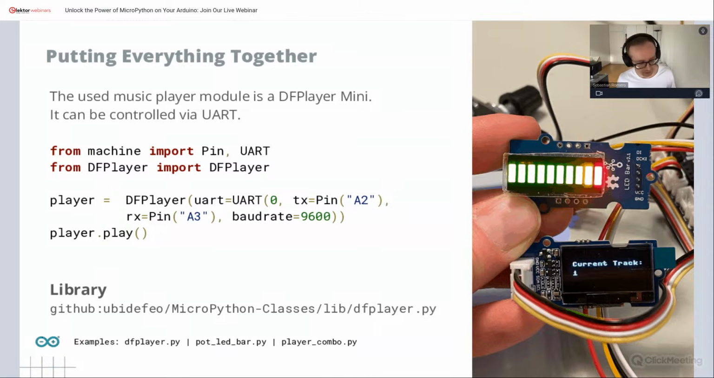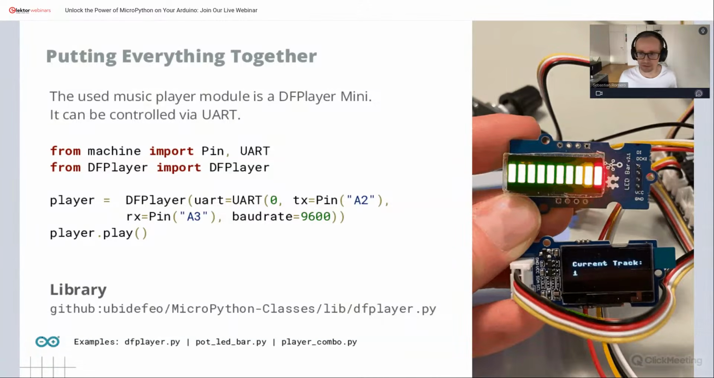Now, to put all of that together, as I said, it's a music player, so I also needed a music module. And I went for a DF player mini, which can be controlled via UART. And you guessed it, there is a library for that. I used one modified by my friend Ubi De Feo. So if you're here, Ubi, thank you for that. And it comes with a very simple API again. So there is a play function, a skip function, a previous track function, a volume modification function. So I used these functions in the demo.